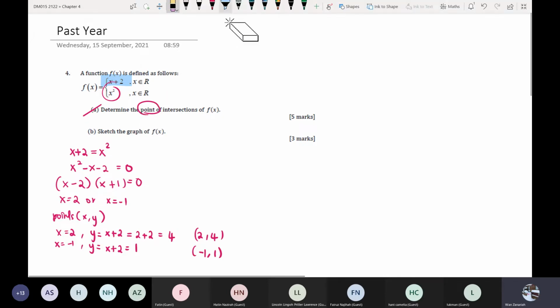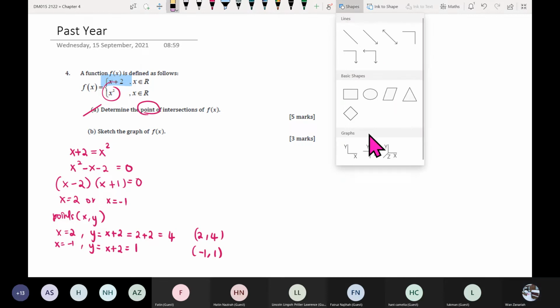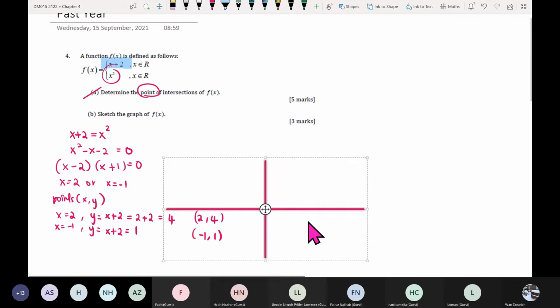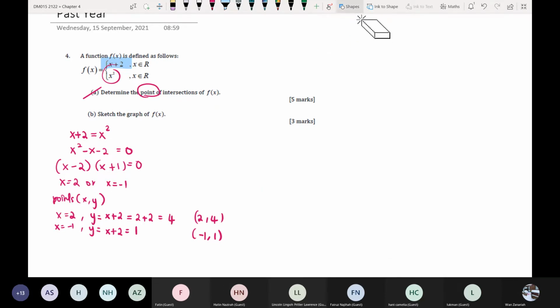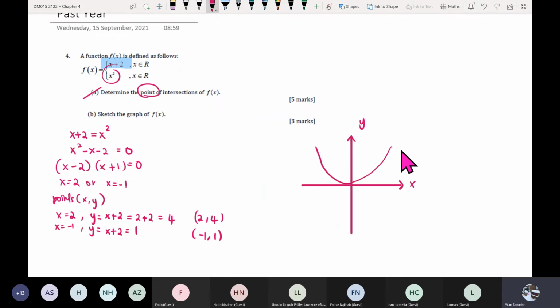So now we are going to sketch. Okay, so sketch. Sketch all the important points. When I said important, apa dia? Any intercept dekat x and y, the coordinate. Okay, so sekarang y equals x square. How does it look like? Okay, this is y equals x square.